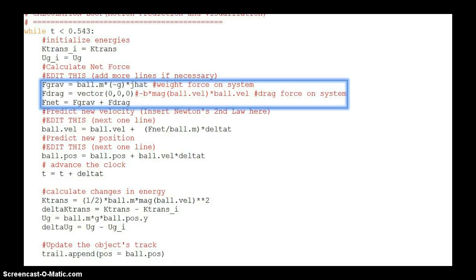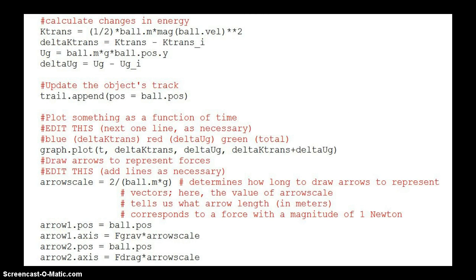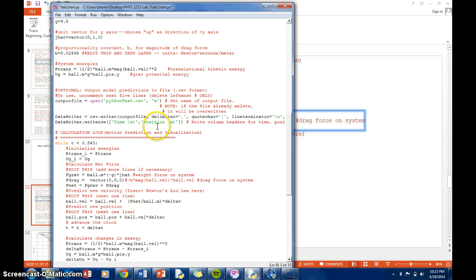Then, to calculate the net force, Fnet, you must sum Fgrav and Fdrag. Fgrav is denoted by negative mg. In this case, we will set Fdrag to be the vector 0, 0, 0 for comparison purposes. Delta is defined as final minus initial. With this, delta K-trans is found by subtracting the initial K-trans from the final, and the same for delta UG.